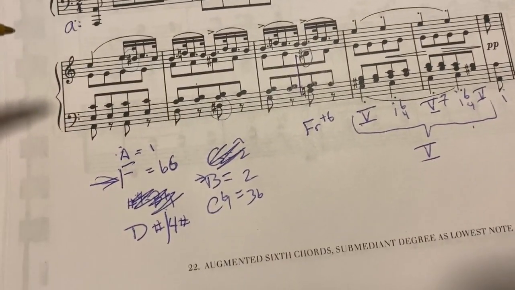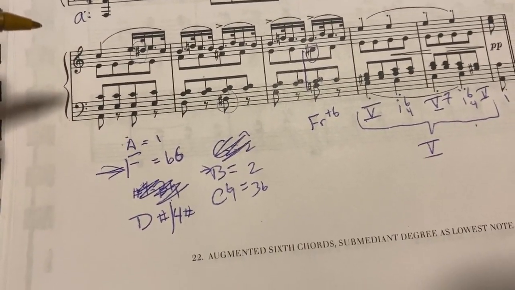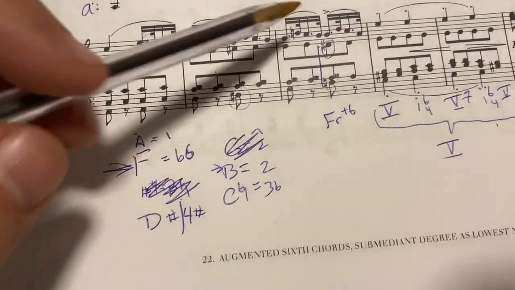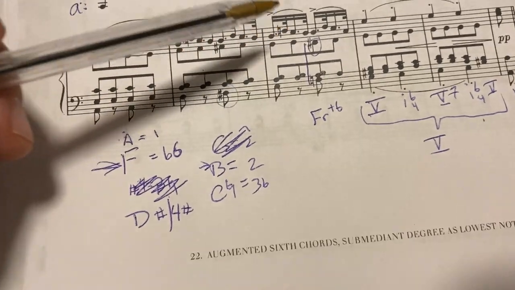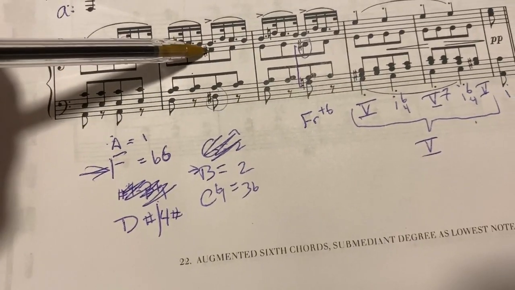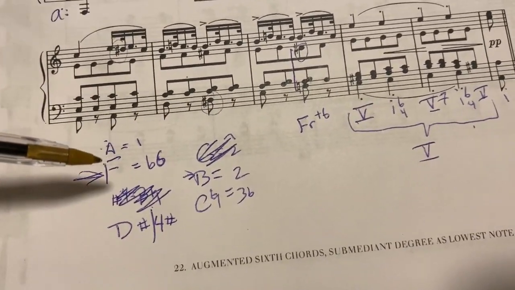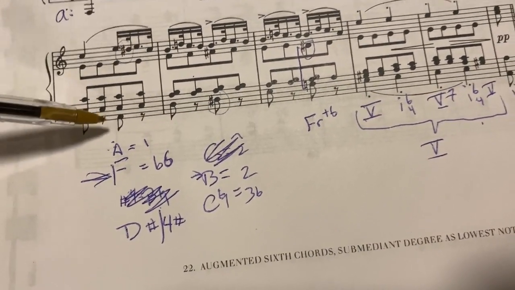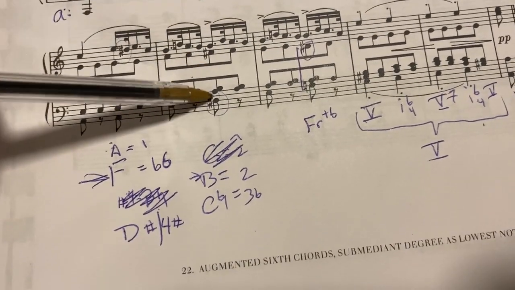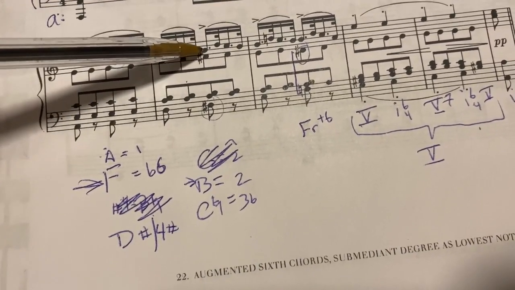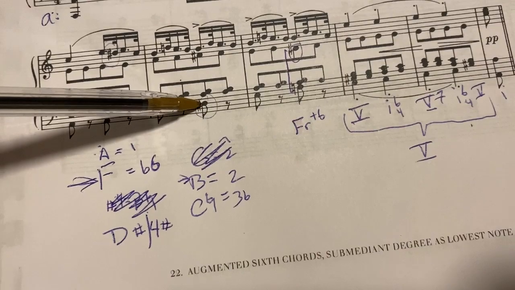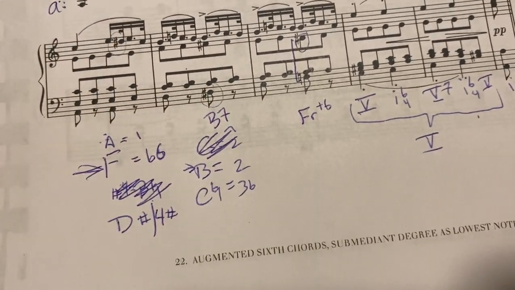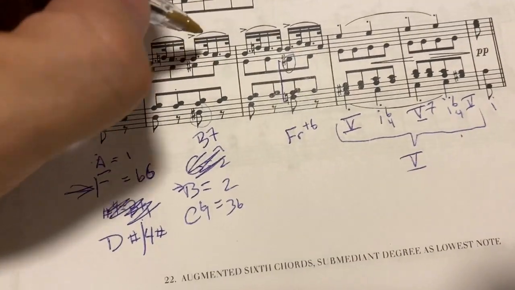Now, are the other things augmented 6 chords? Well, in order for that to happen, you have to have an F natural and a D sharp. I got the D sharp, but I've got an F sharp. It's something else, right? And here as well, this looks like just a neighbor in and out, right? What is this chord right here? Well, it's a B, D sharp, F sharp, and A. That's a B7 chord, right?